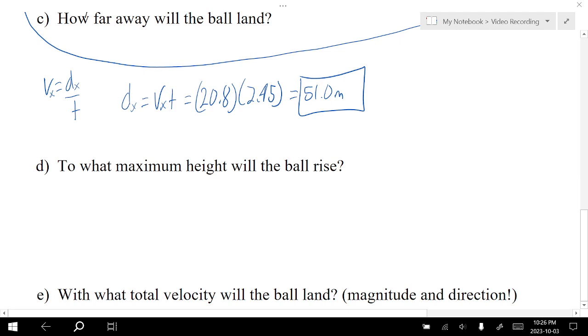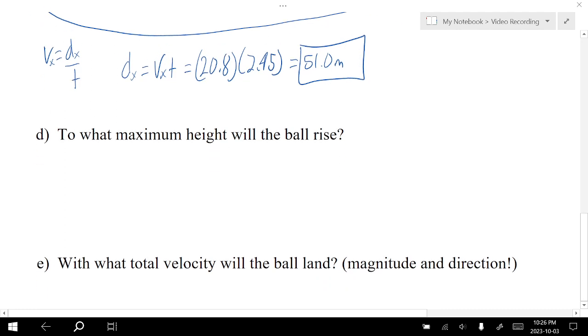Part D says, to what maximum height will the ball rise? So we're interested here only in the first half of the problem. I'm going to remake my table because it's off the page and because we need to update a few things. First of all, Vx is still 20.8. Vy initial is still 12.